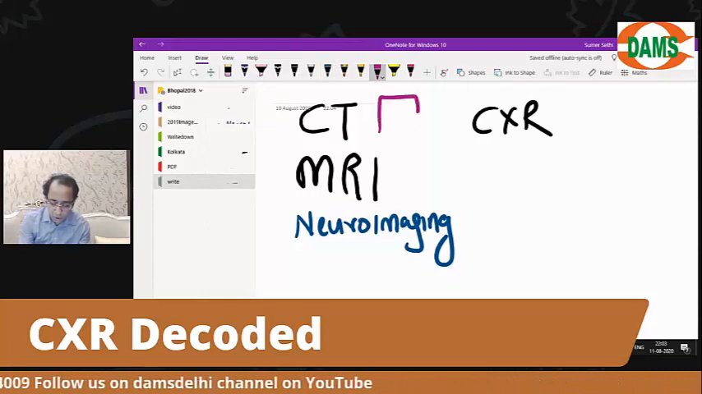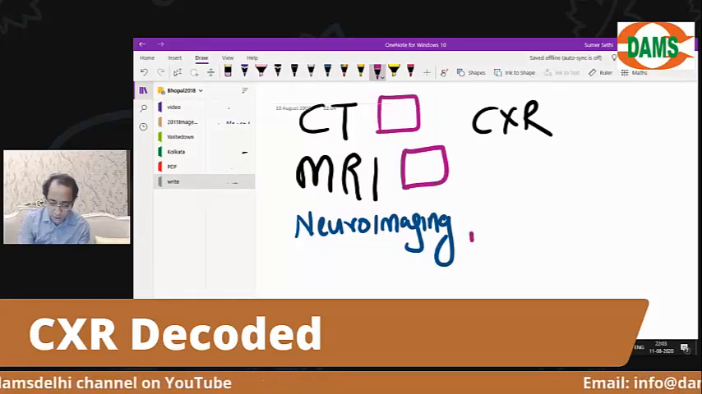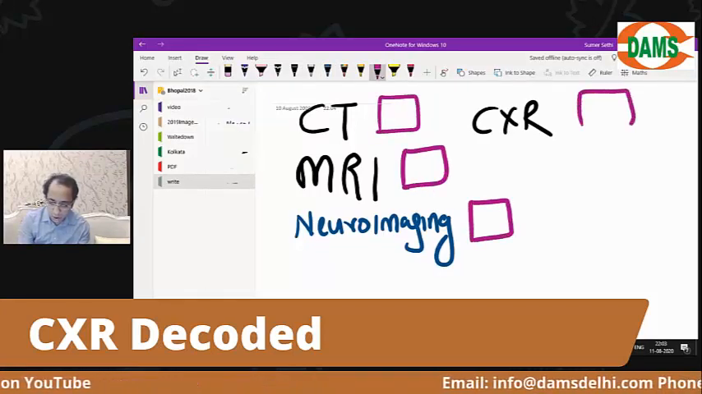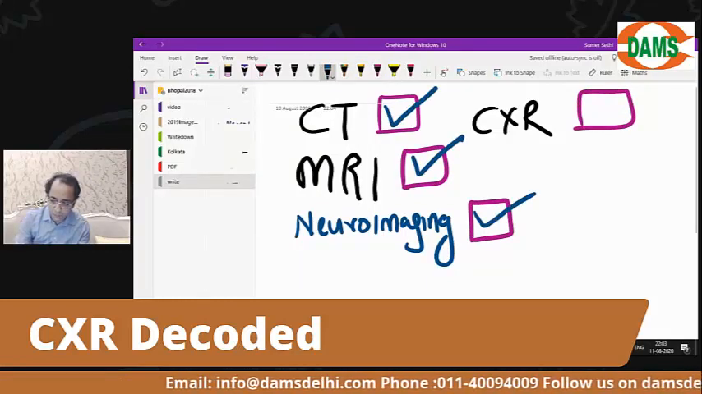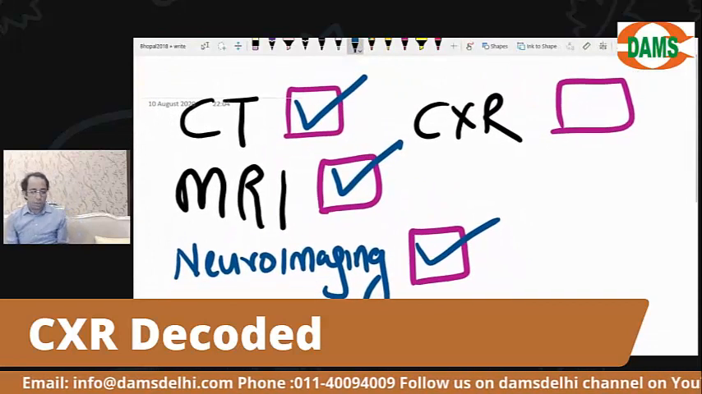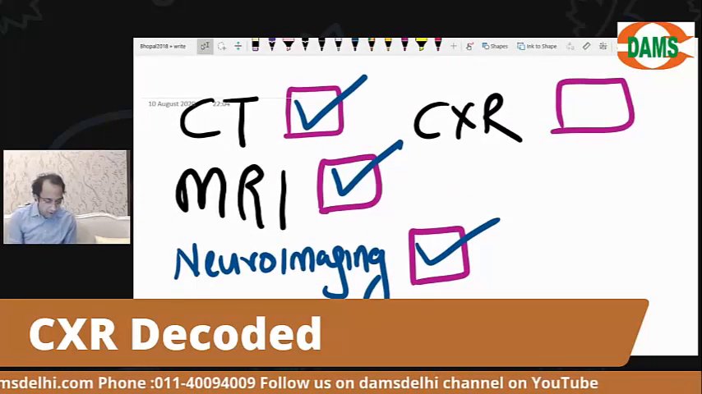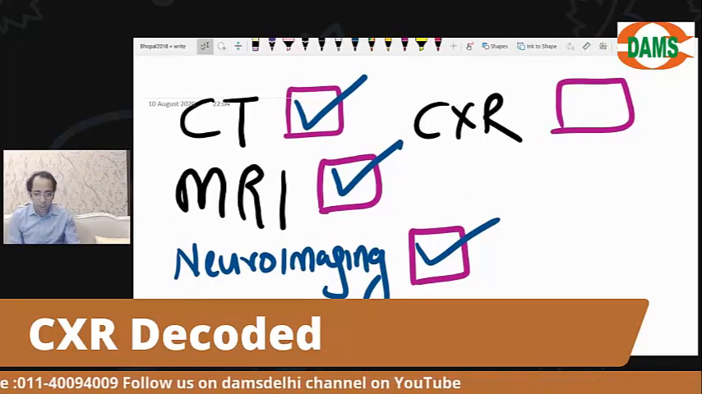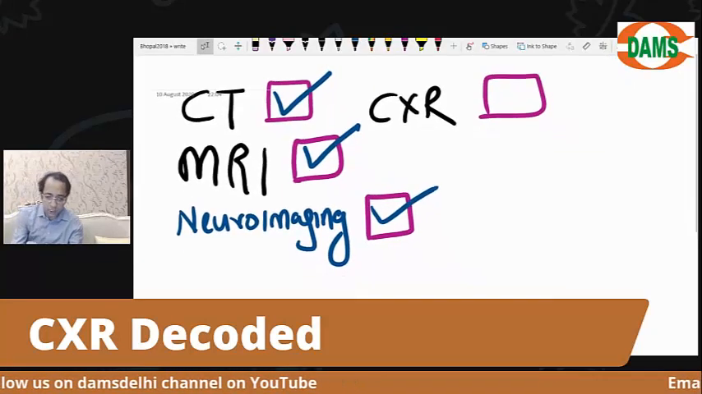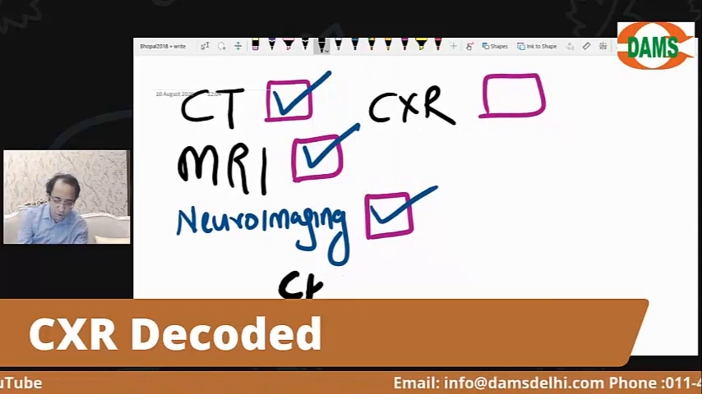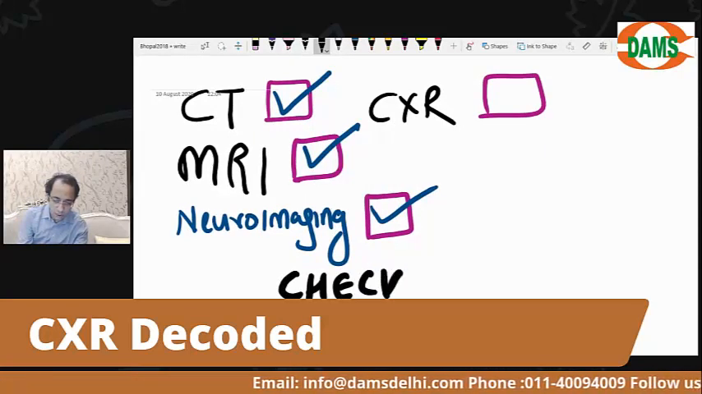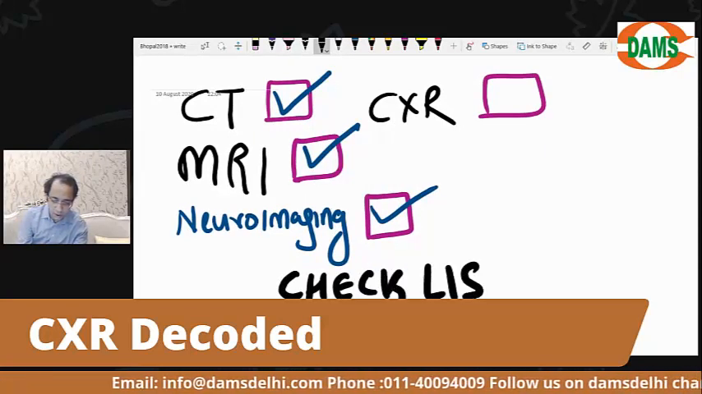I am making a box in front of each of them. And in the first three, I'm putting a tick mark, because these are the topics that we have done. And this is the topic that we are yet to do. This concept is called making a checklist.